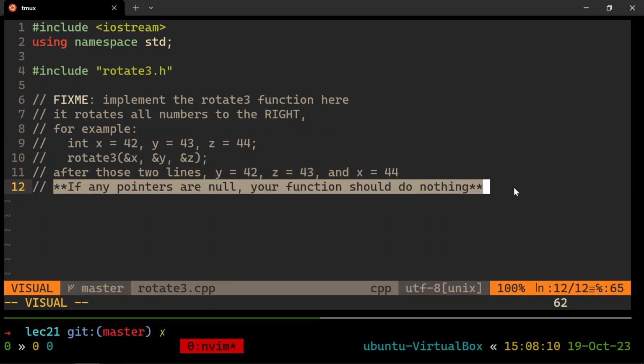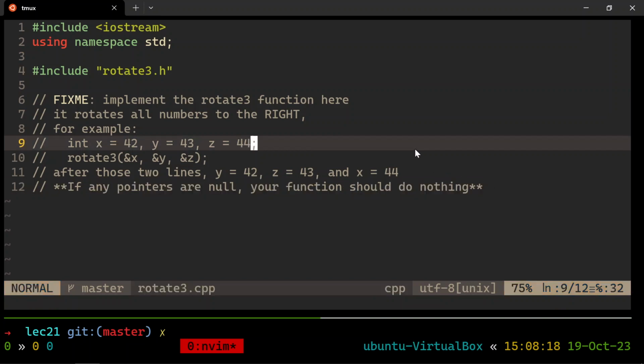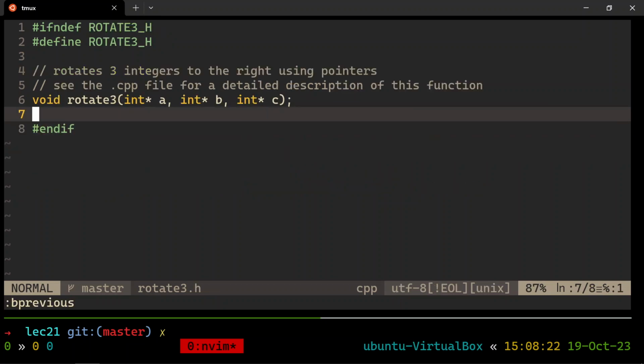The final thing is, in my tests, I'm going to be a little tricky. So if any of those pointers are null, your function should do nothing at all because you don't have enough values. So you should check for null for each of them first. Okay, that's the final piece of that function. Any questions about it? And here's its declaration again.